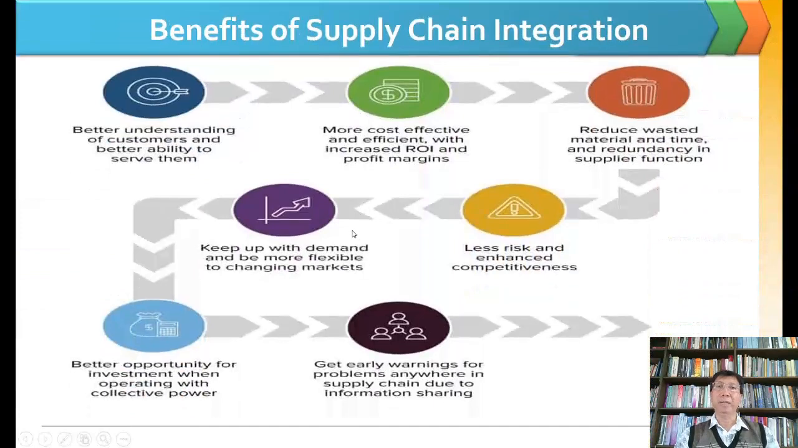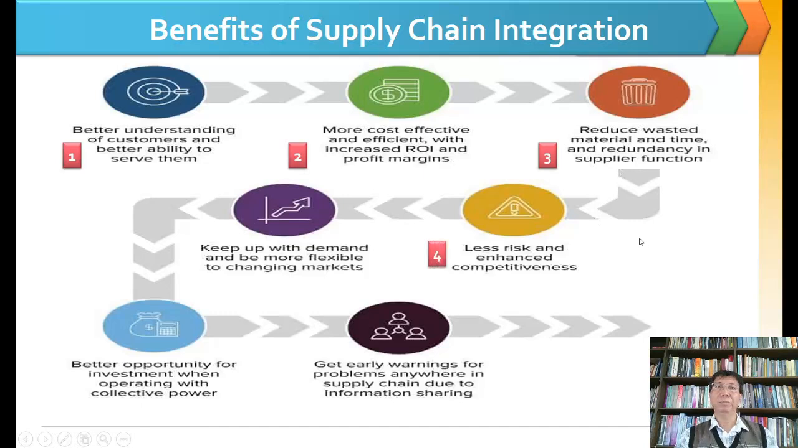Next, what are the benefits of supply chain integration? The first, the company will better understand the customer and have a better ability to serve them. Second, with supply chain integration, the company will be more cost effective and efficient, with increased ROI and profit margin. And third, it will reduce waste of material and time, and redundancy in supplier functions.